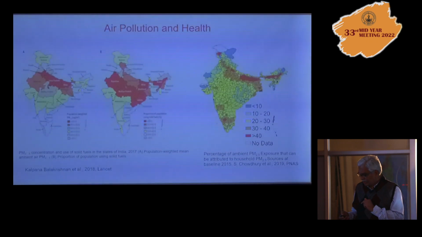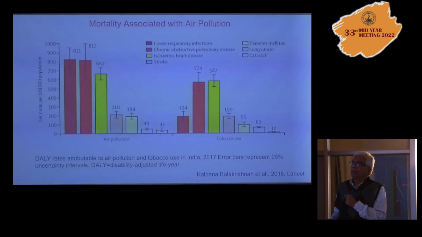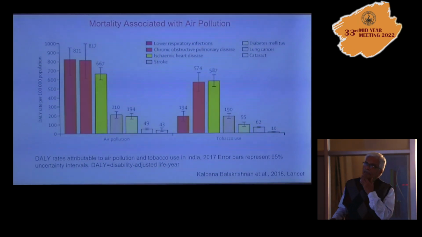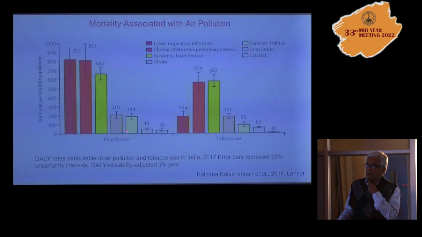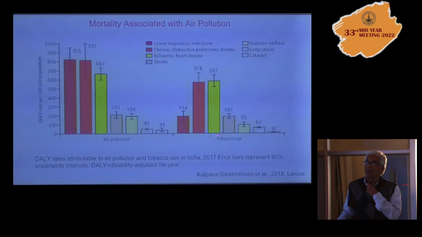And this also gives the same message. If you really calculate the so-called disability adjusted life year, they have estimated what could be the contribution due to air pollution when compared to tobacco use, and you can see that it's a large number. You can have lower respiratory infections, chronic obstructive pulmonary diseases, even heart diseases, stroke, etc. So the numbers are much larger than for tobacco use.